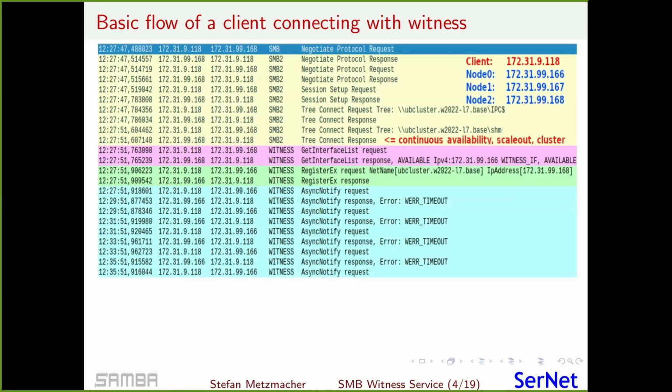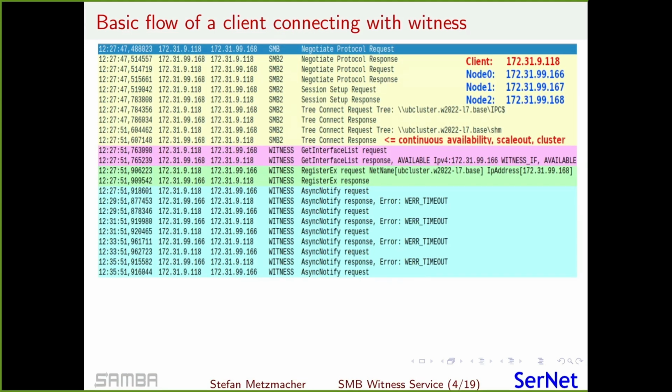So a basic flow of a client connecting to a witness service looks like this. As normal, the client starts with an SMB1 negotiate protocol request, then upgrades to SMB2, which is basically the same as SMB3. So in this case, it will be SMB3, but Wireshark still shows it as SMB2 because the PDUs are the same. Then there's a session setup, a tree connect to IPC$, and then a tree connect to an actual file share. And in the response of the tree connect, there are some flags which indicate some special behavior for clustered shares. Continuous availability is one of them, scale out and cluster. And basically, if continuous availability and cluster is set, then the client would try to start with the witness interaction.